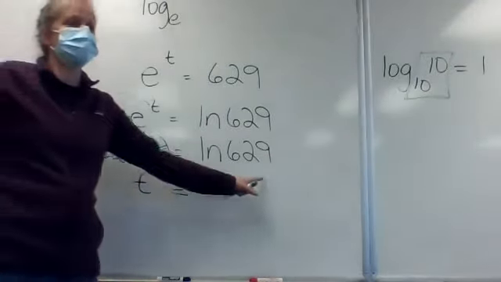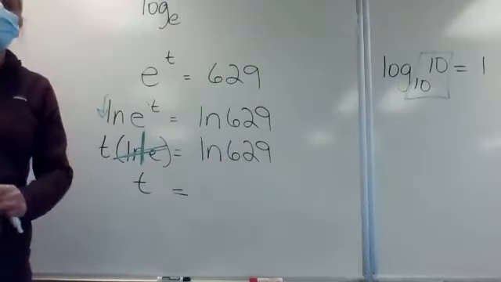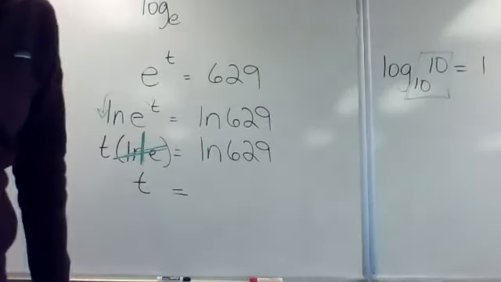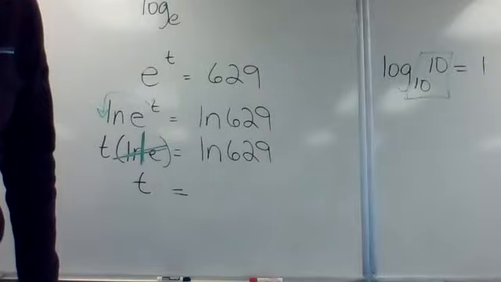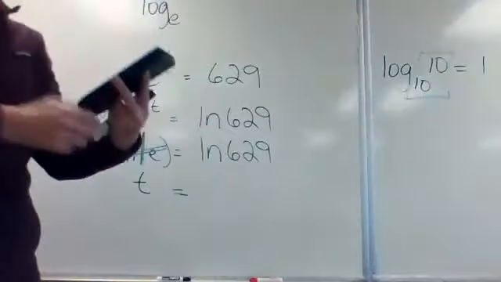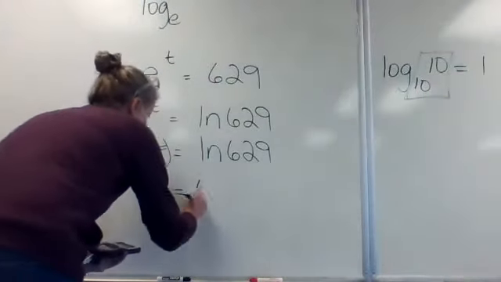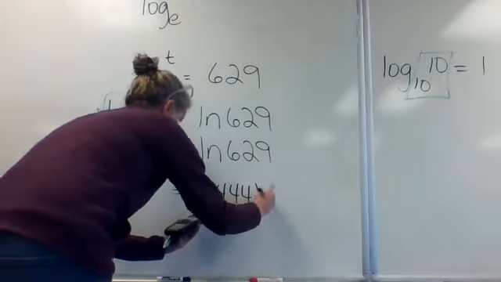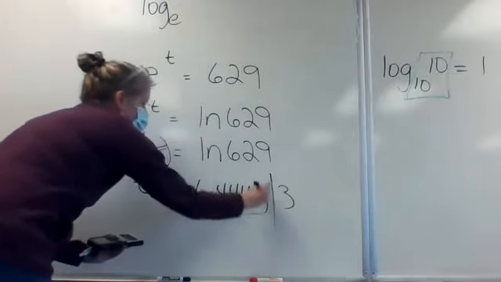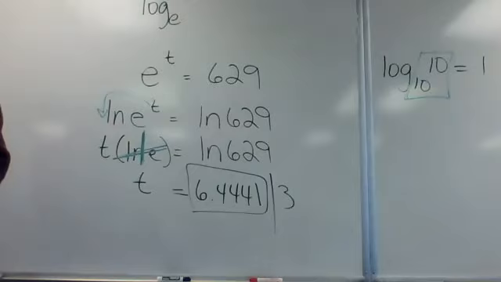So all I need to do in my calculator is put in the ln 629. And remember where your ln button is, right? It's right under that log button. So 6.44413. So the 3 tells me I don't need to round it up.